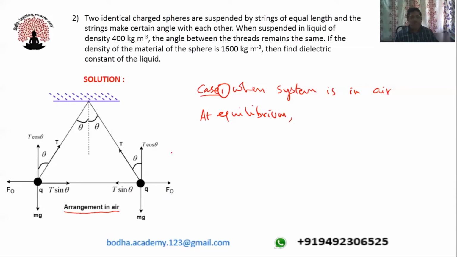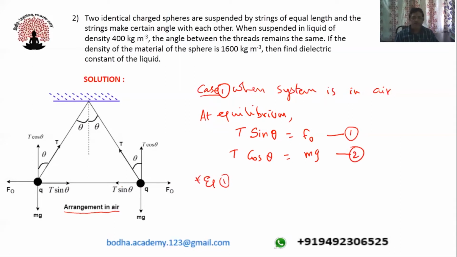we can write upward force equals downward force and left side force equals right side force. So at equilibrium, we can write T sin theta is equal to F0 and T cos theta is equal to mg. Let me call these equation 1 and equation 2. Divide equation 1 by equation 2. We get T cancels off, tan theta is equal to F0 by mg. Call it equation 3.